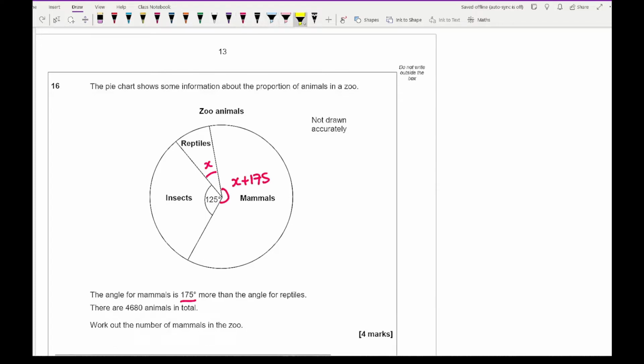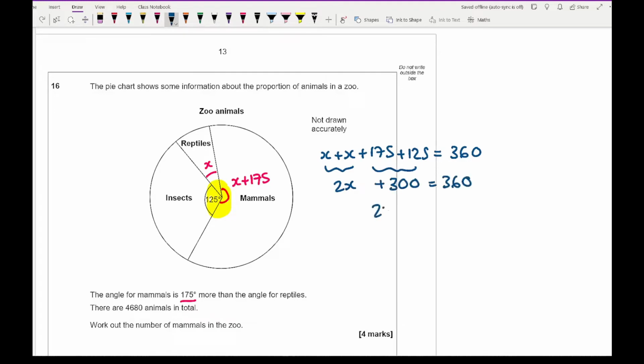Now I also know that angles around a circle add up to 360, so if I add up all of those 3 angles, I've got x plus 175 plus 125, that equals 360. Now simplifying this, I get 2x, simplifying this, I get 300, and then I can work out what x is, and x is 30.